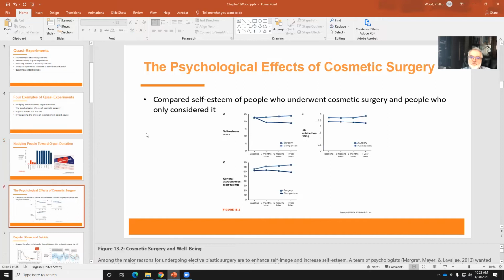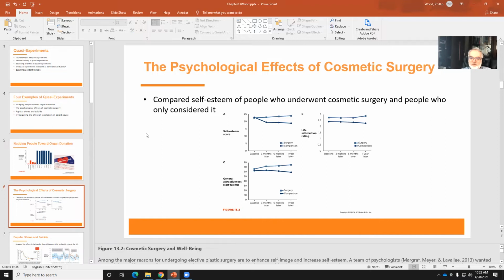And secondly, we might look at individuals who are in a comparison group and their self-esteem score based on whether they had surgery. And here, for example, you have self-esteem and life satisfaction and how attractive they think they are. And you're looking at individuals who underwent cosmetic surgery and people who only considered it.